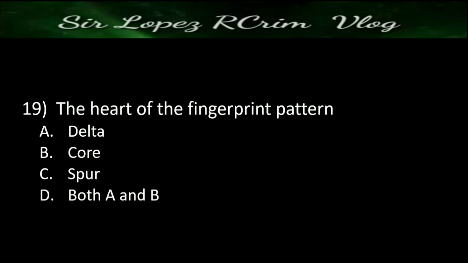19. The heart of the fingerprint pattern. Letter A, delta. Letter B, core. Letter C, spur. Or letter D, both A and B.